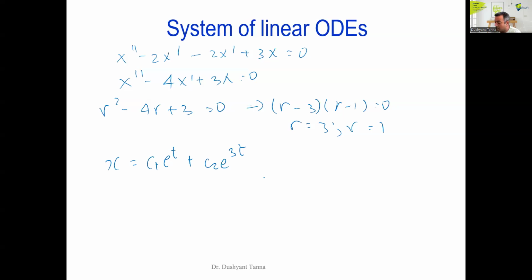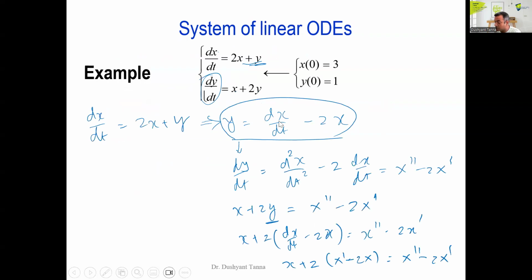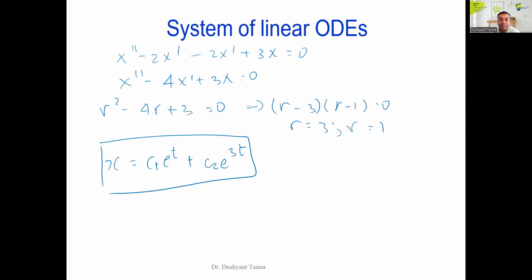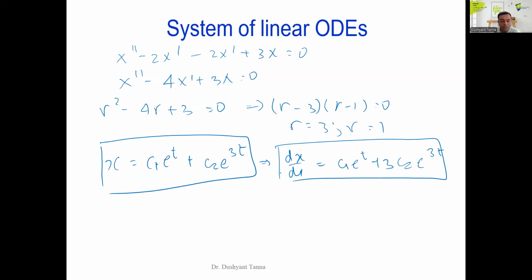And then we got our x. We still need to find the y. Now, if you go back, what was your y? y was dx by dt minus 2x, right? So we need dx by dt, or you call it x dash, same thing. That is c1 e raised to t plus 3c2 e raised to 3t.